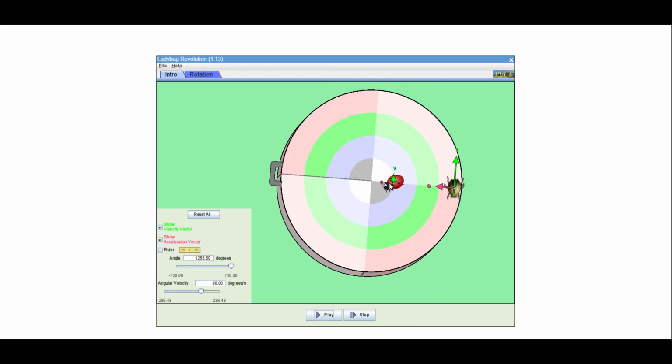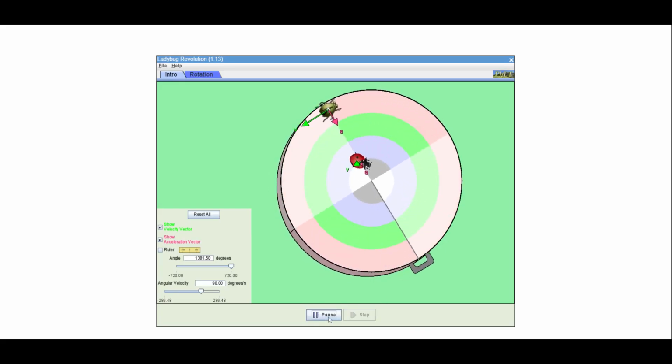You can see the vectors of acceleration towards the centre of the circle and the vectors of velocity at 90 degrees pointing in the instantaneous direction of travel. Both of these vectors are constantly changing direction one moment to the next.